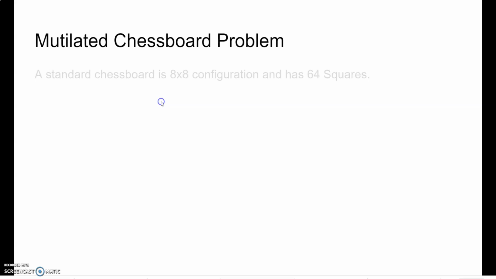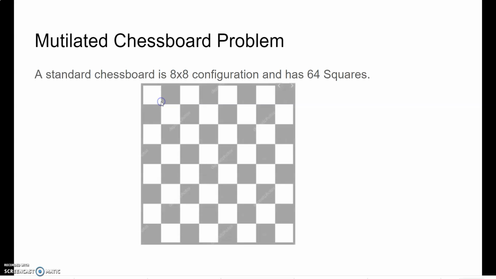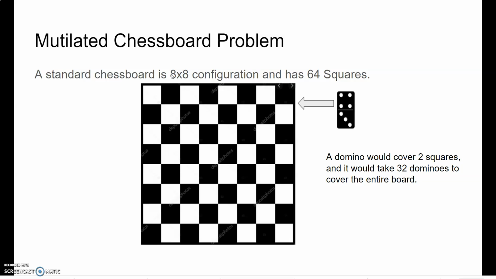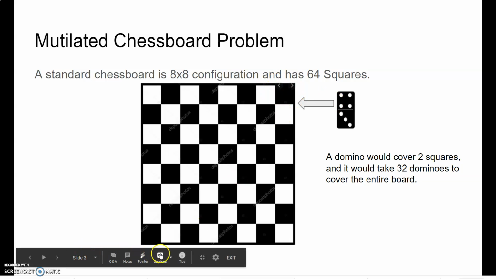So the mutilated chessboard problem goes like this. Your standard chessboard has an 8x8 configuration with 64 squares. If we took one domino, that should cover 2 squares. So if a domino covers 2 squares, it would take exactly 32 dominoes to cover the entire board, if each domino covers 2 squares, and we're not going diagonal or anything weird. Just covering 2 squares at a time, you would need 32 dominoes.